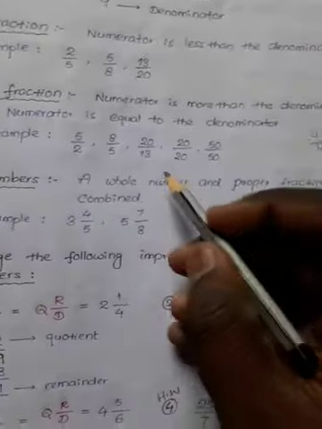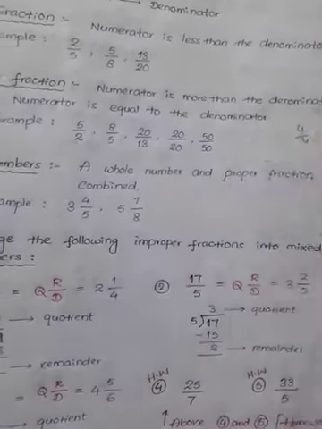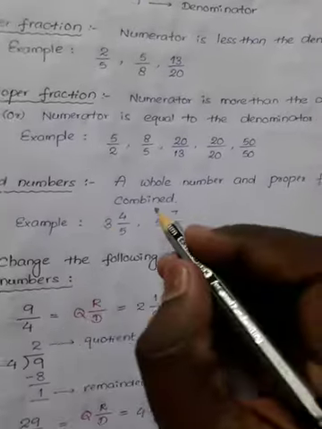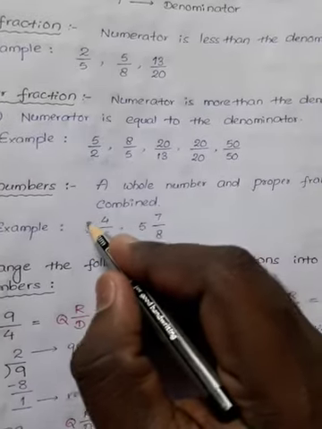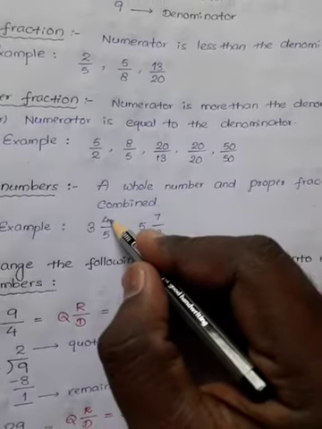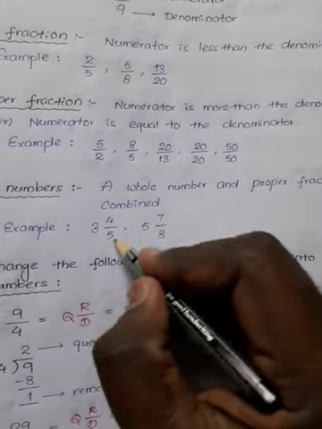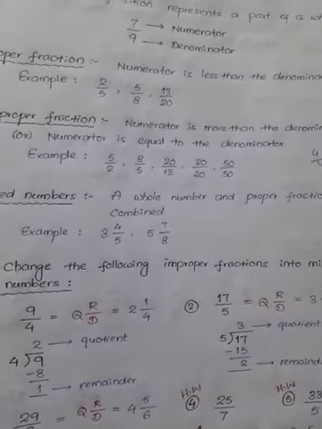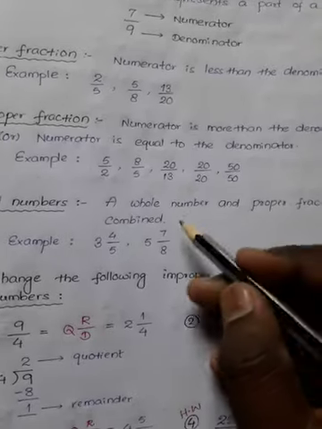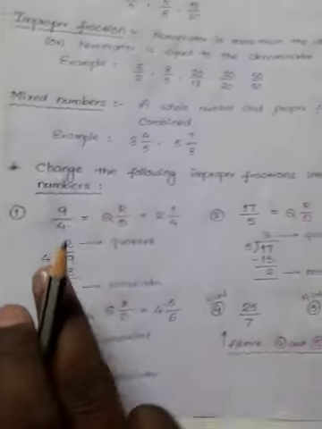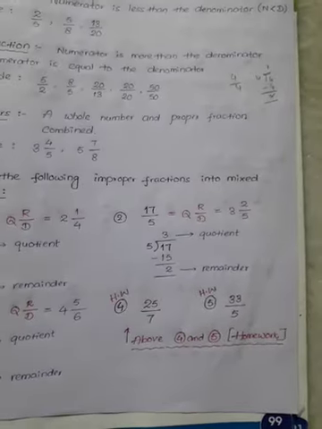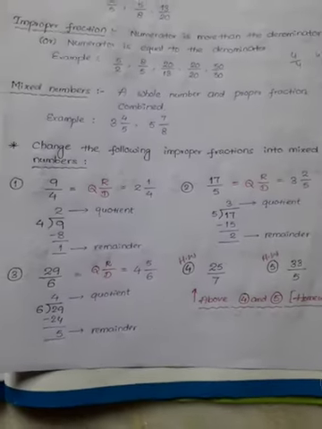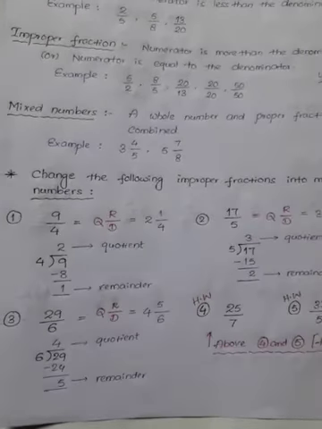Now mixed number: a whole number and a proper fraction combined. Combined means together. This is the whole number, without a decimal, and this is the proper fraction, 4 over 5. So this together is called a mixed number. Clear? Mixed numbers. So 5, 7 over 8 is a mixed number. Now change the following improper fractions into mixed numbers.